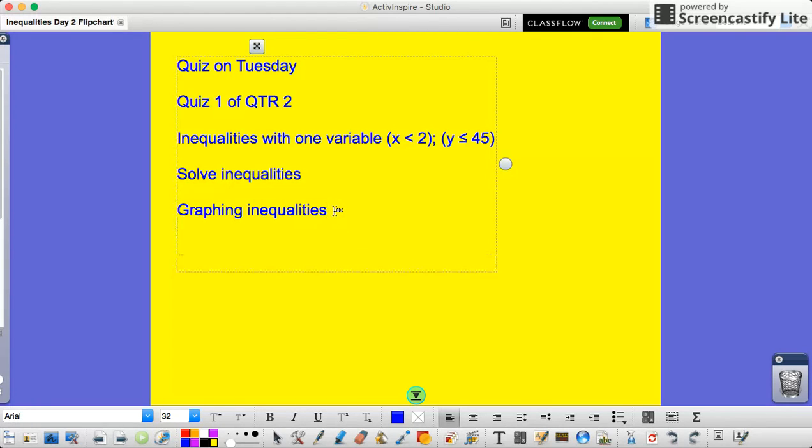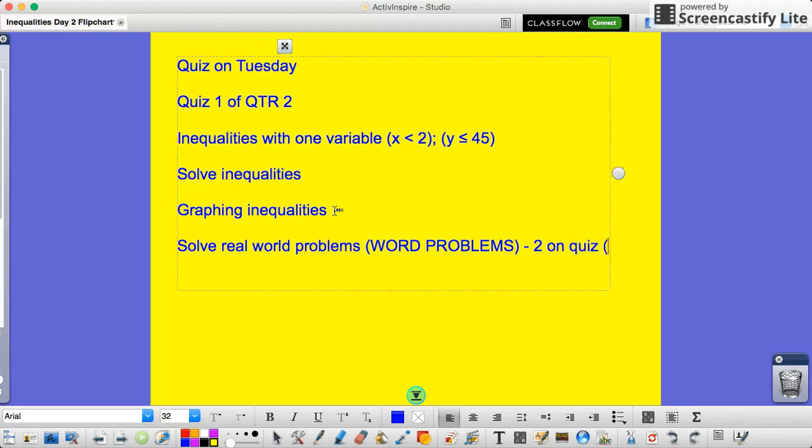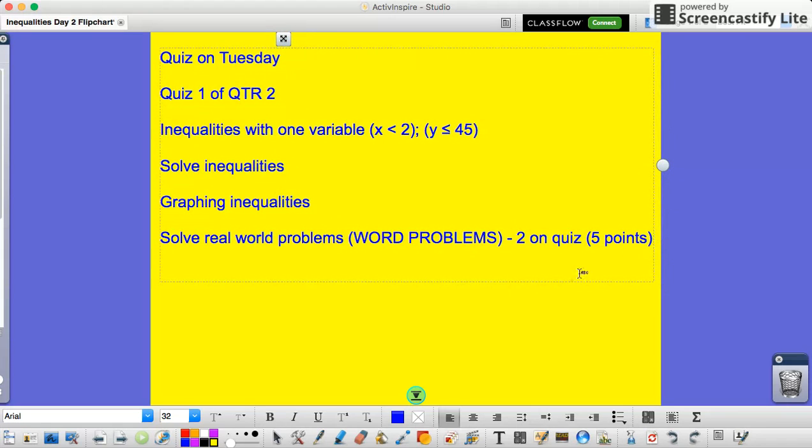You're also going to be doing some problems in your groups to solve real-world problems. Real-world problems is just a fancy way for a math teacher to say word problems. There are 2 on the quiz, 5 points each. And we're going to be doing a few of those today to practice with our groups. You need to do it collaboratively, together, not letting somebody get away with not doing anything. You need to be doing stuff and asking questions.